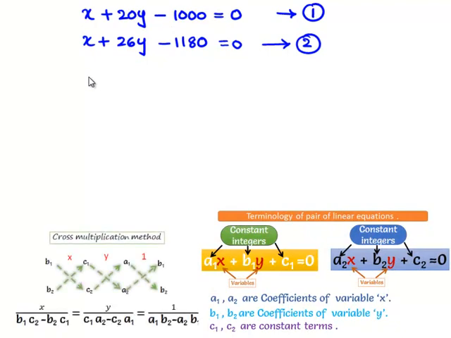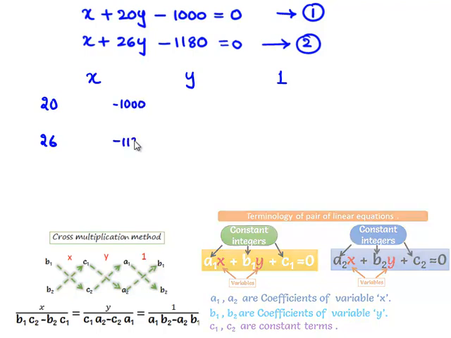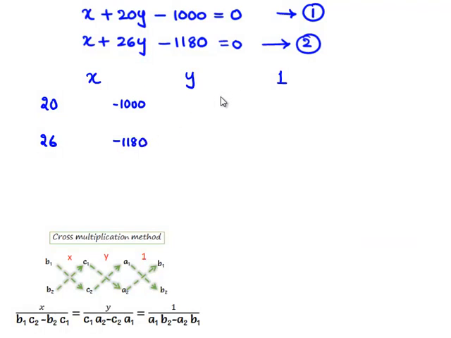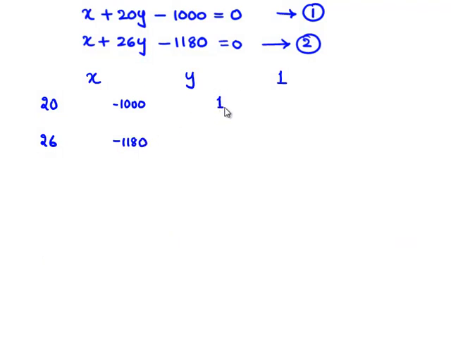For cross multiplication method, we need to draw a following diagram, that is X. First write X, Y and 1 as shown here. Next, write the coefficients of Y, that is 20 and 26. Next, the constant terms, which are minus 1000 and minus 1180. Next, the coefficient of X, that is 1 and 1. Next, the coefficients of Y, 20 and 26.